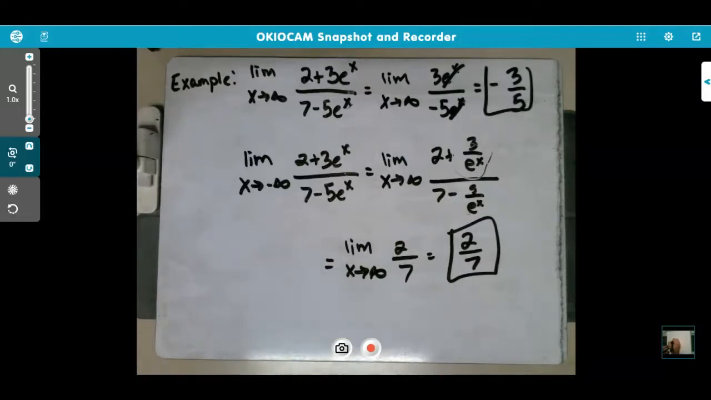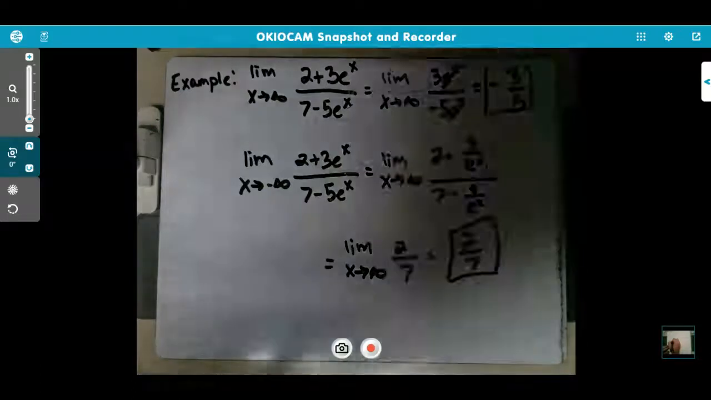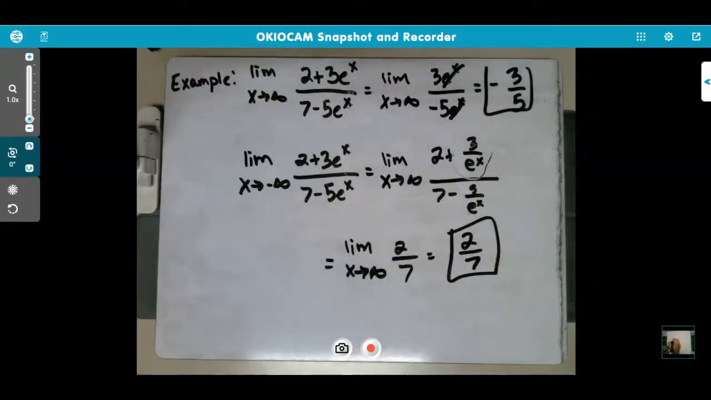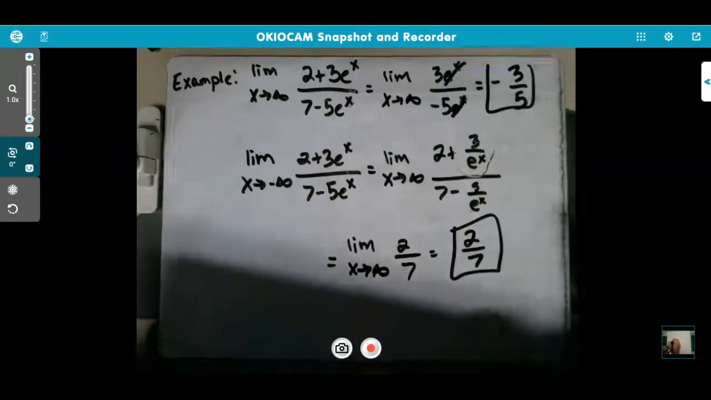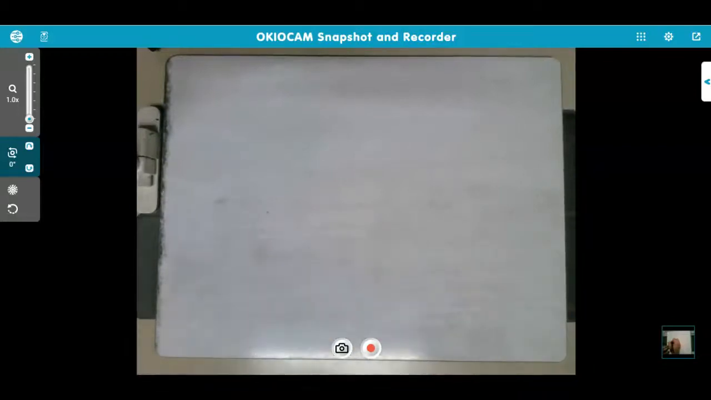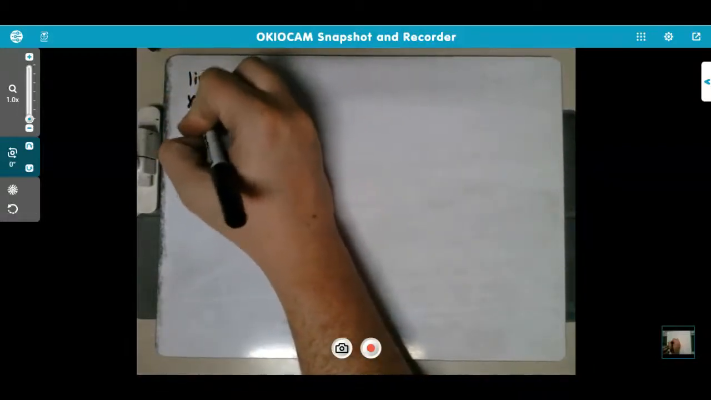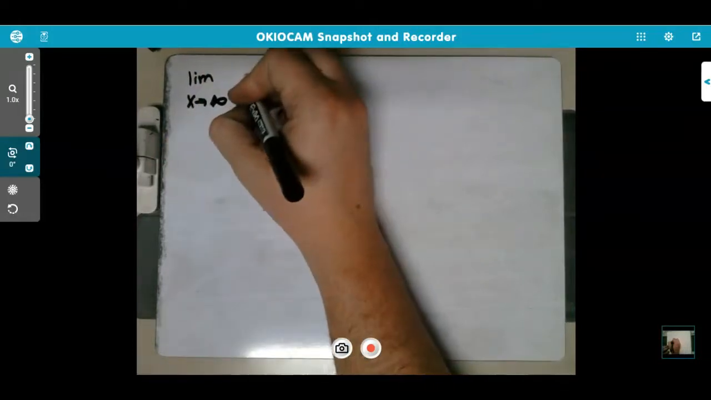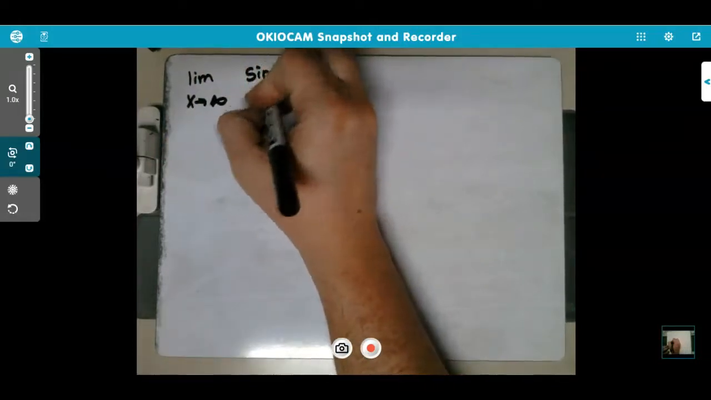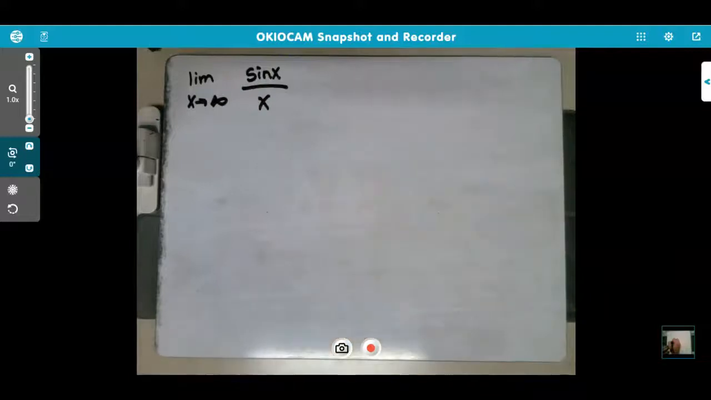There's one more example I want to do before we move on. This one also requires a little bit of thought, but still is not bad. This one's actually very cool. I think it's cool. Let's do the limit as x approaches infinity of sine of x over x. So like I said, this one requires a little bit more thought.